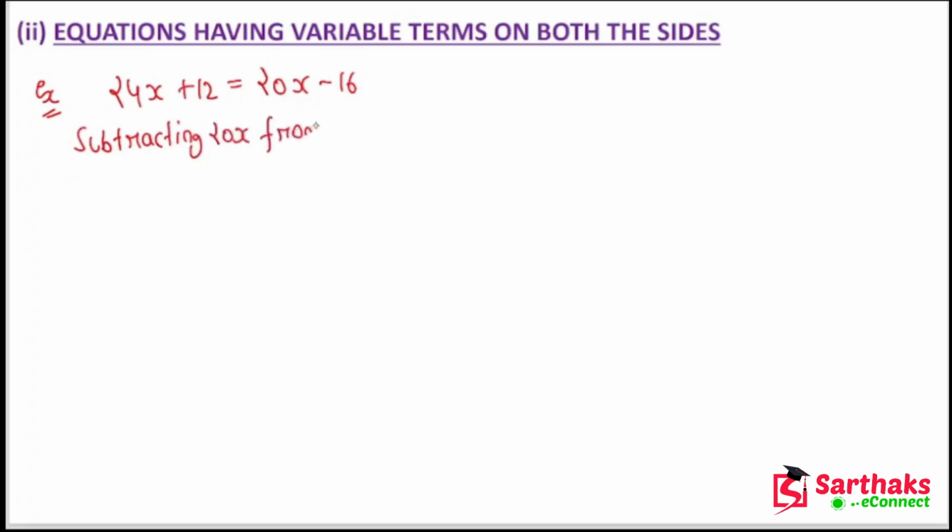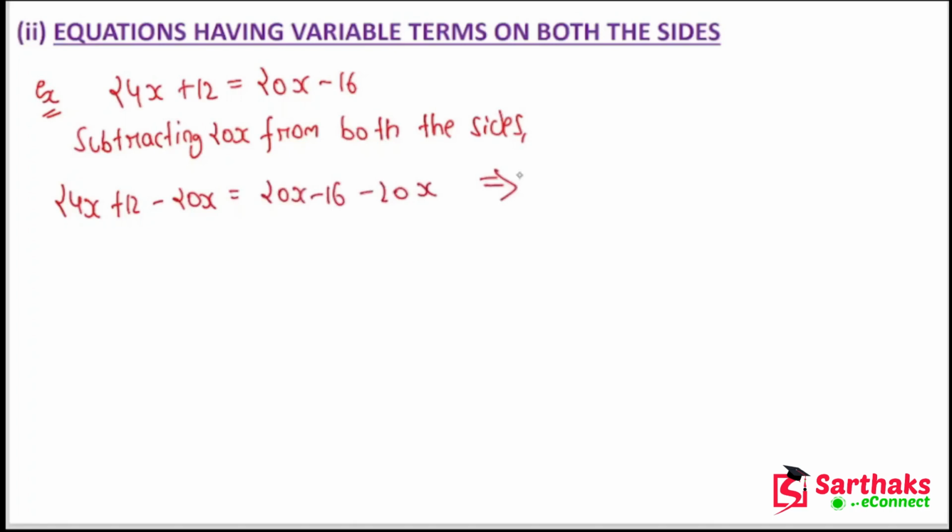Subtracting 20x from both the sides. Okay, so after subtracting we will get 24x plus 12 minus 20x is equal to 20x minus 16 minus 20x, which will give us 4x plus 12 on the LHS, and we will get minus 16 on the RHS. So 24 minus 20 would be 4, and 20 minus 20 would be 0. Now we can solve it, right?